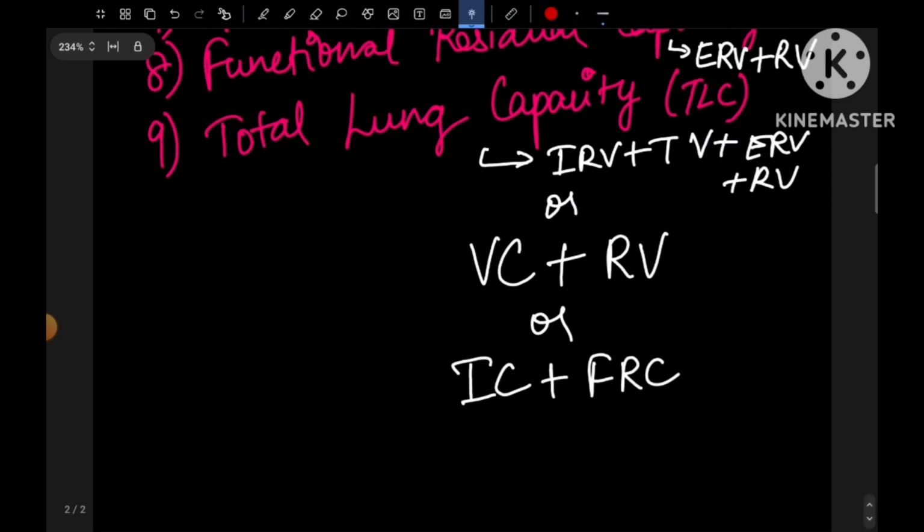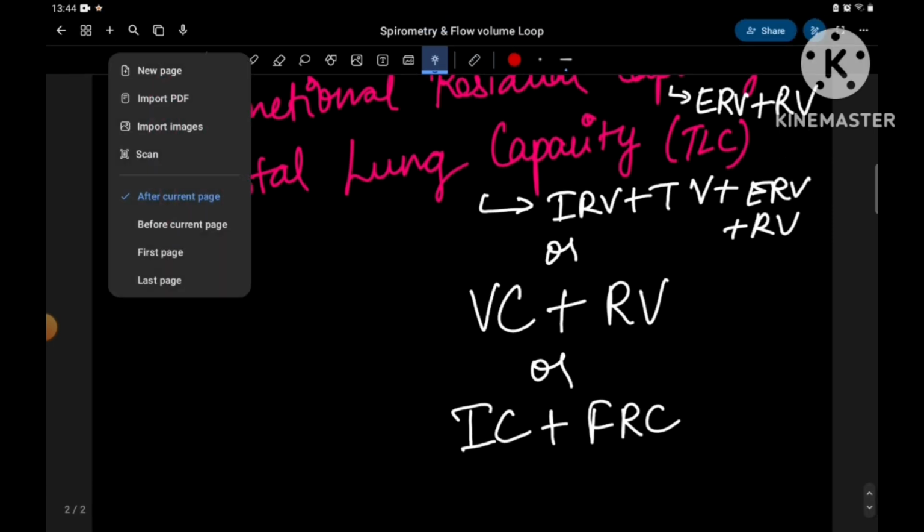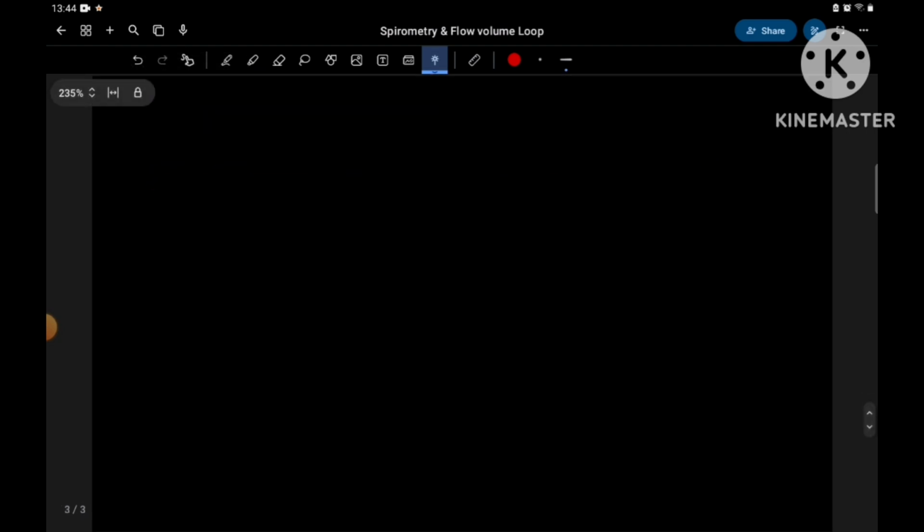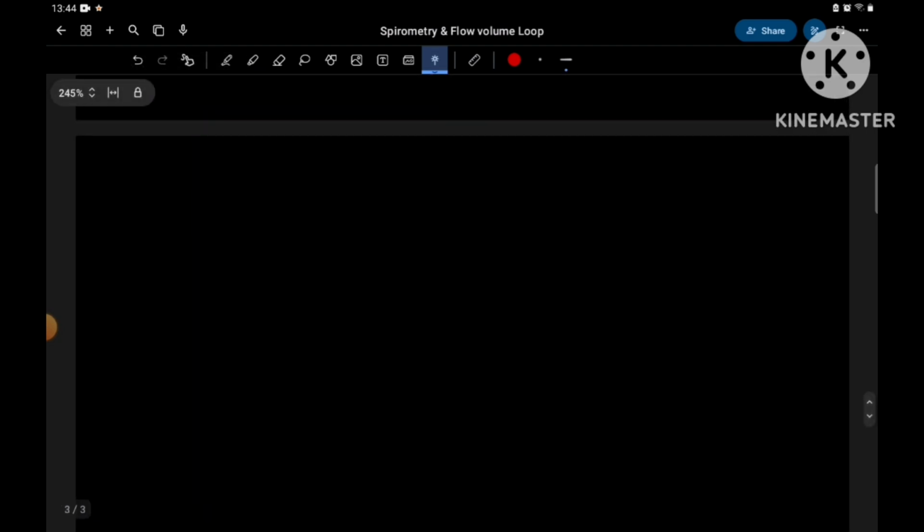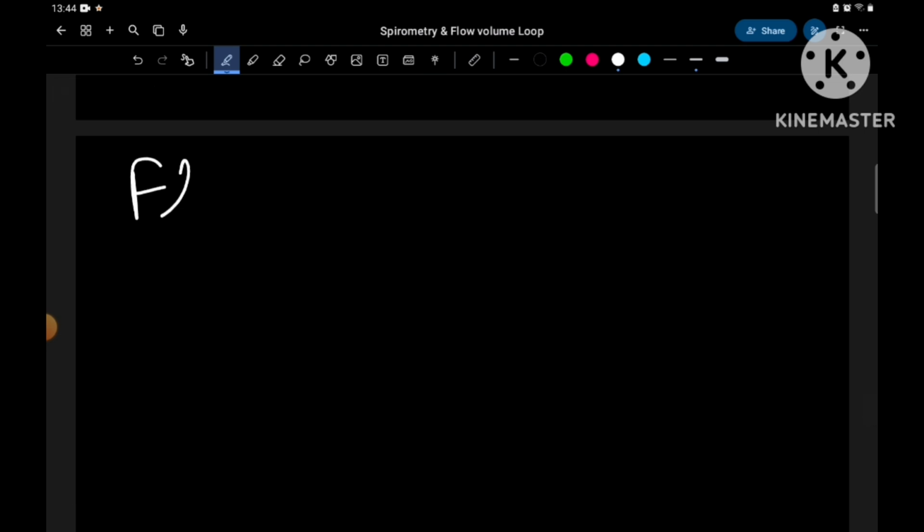Okay, so let's next go for the next topic. We have completed spirometry, right? So let's go for the flow volume loop. Let's go for that, guys. Let's add a new page. Yes, so this is the flow volume loop. We're going to see flow volume curves, flow volume loop.